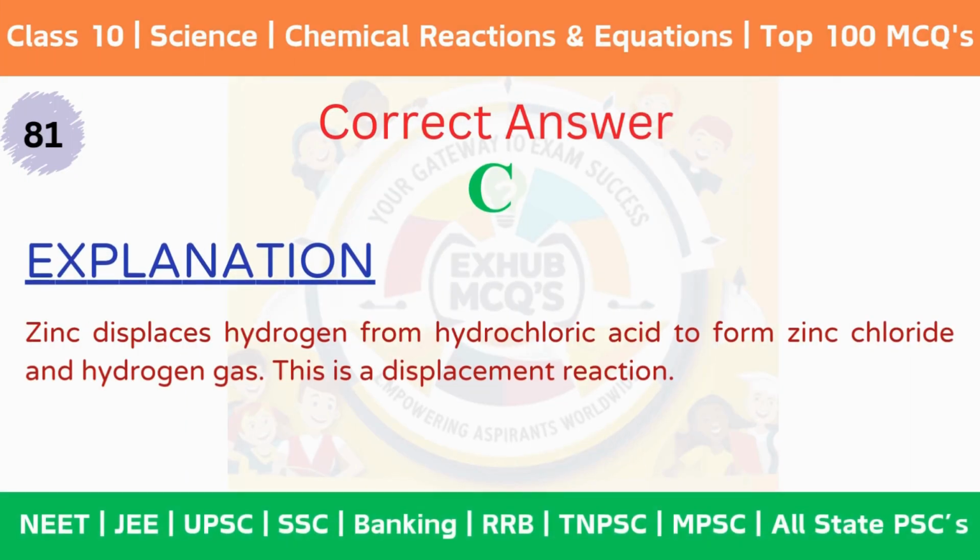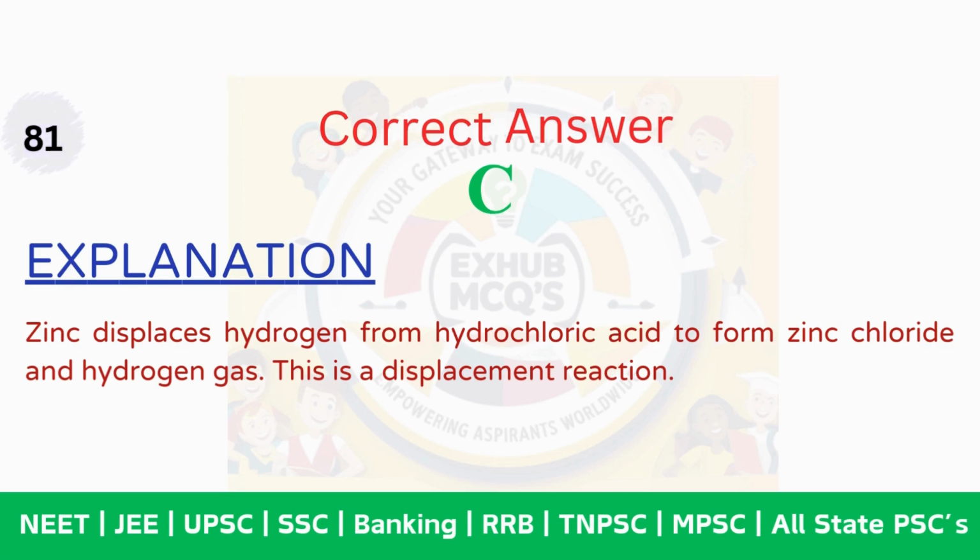The correct answer is option C, displacement reaction. Explanation. In this reaction, zinc displaces hydrogen from hydrochloric acid to form zinc chloride and hydrogen gas. This is a single displacement reaction.